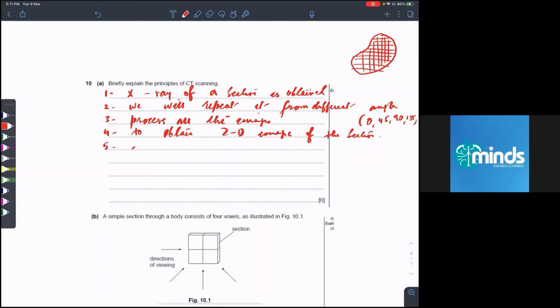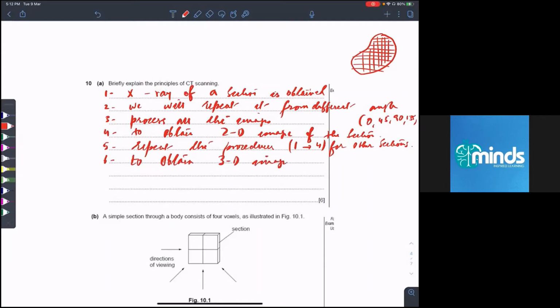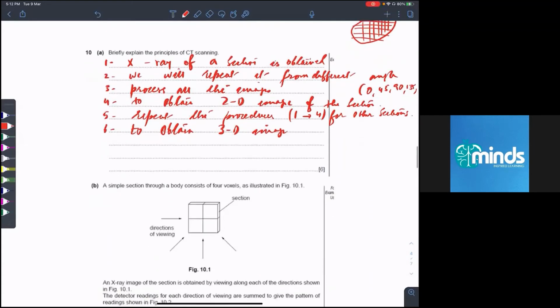Now what you will do, you will repeat the procedure from step 1 to 4 for other sections or slices. Why? To obtain a 3D image. So it's a 6-mark question. You need to mention 6 points.